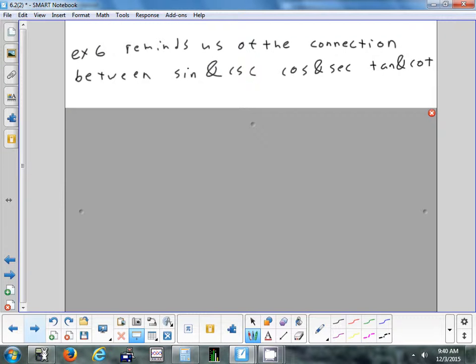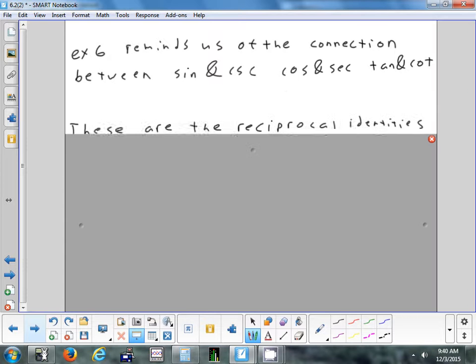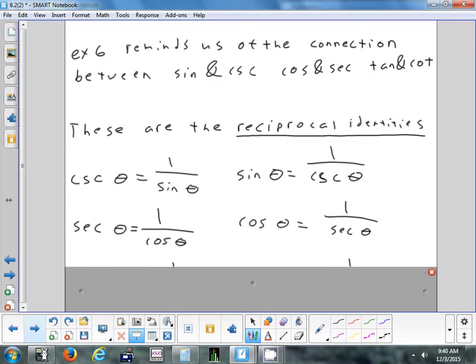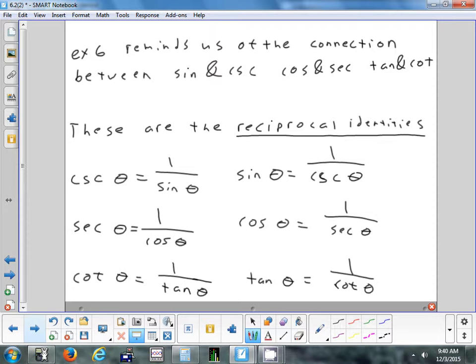All right, so that flipping that we had to do, we flipped sine to get cosecant, we flipped cosine to get secant. There's a name for that. Those are called reciprocal identities. And here they are. We've already got parts of them written down. If you take the sine and you flip it, you get the cosecant. If you flip the cosine, you get the secant. If you flip the tangent, you get the cotangent.